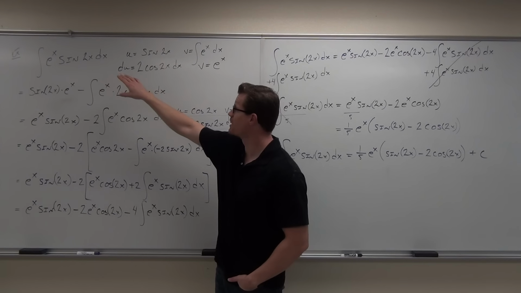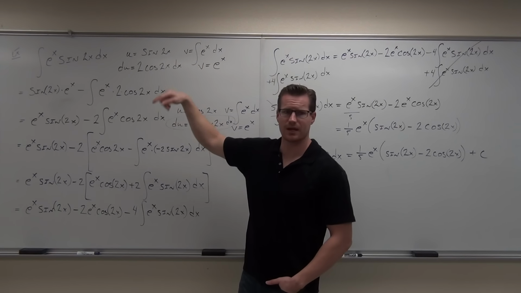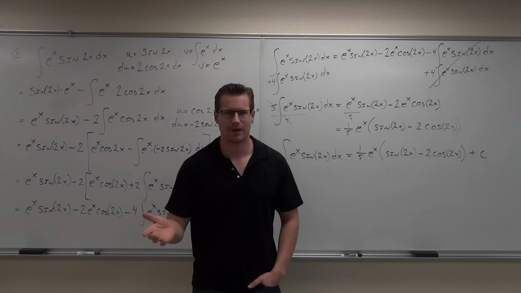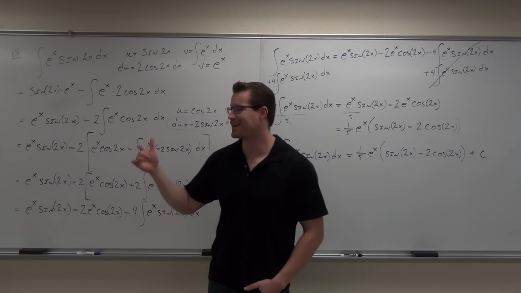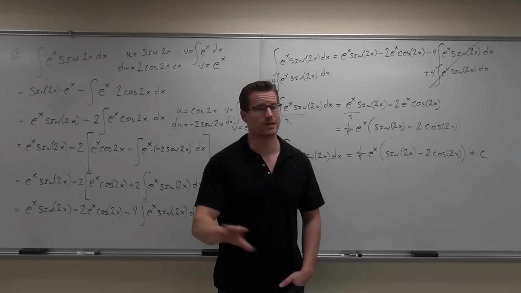If you did e to the x, you could do the integral of sine 2x, no problem. You just have to pick that again. I think this is a better way, but I haven't done it the other way. I liked it this way because it worked out really nice. I didn't have to worry about integrals. That's why I picked it, because the integral of e to the x is very easy.